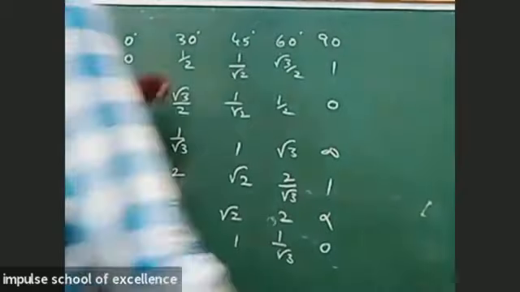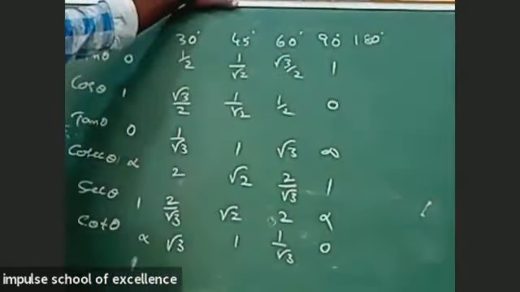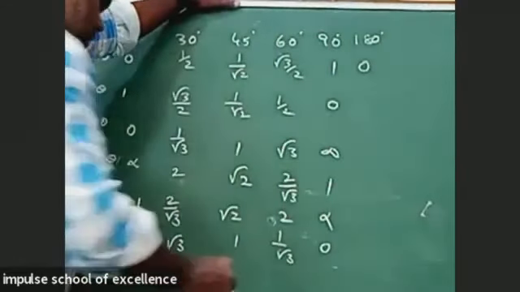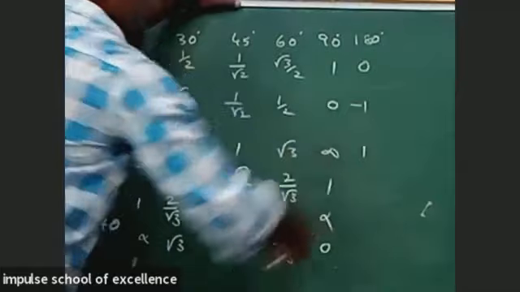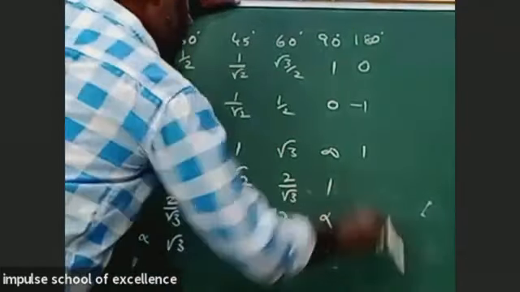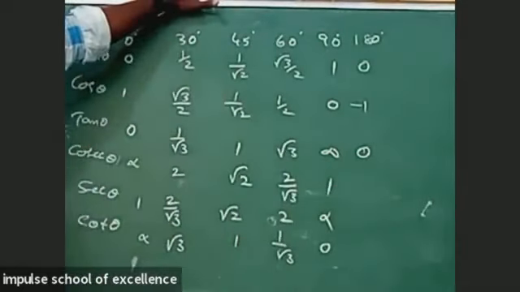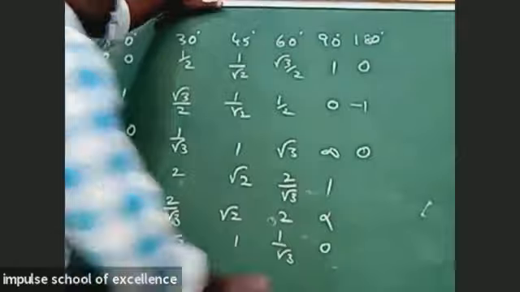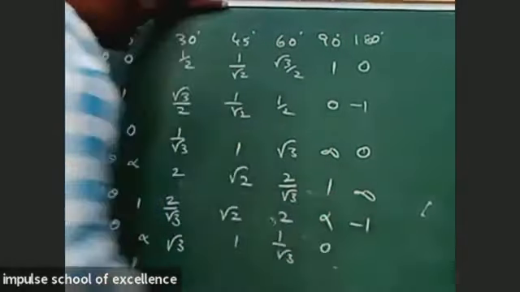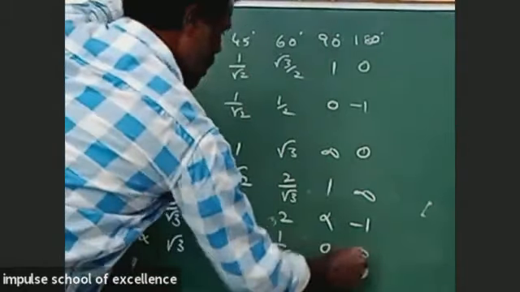If you want, you can note it down. So sin 180 degrees is equal to 0, and cos 180 degrees is equal to -1. Tan 180 degrees is equal to 0, cosecant 180 degrees is equal to minus infinity, secant 180 degrees is equal to minus 1, and cot 180 degrees is equal to infinity.